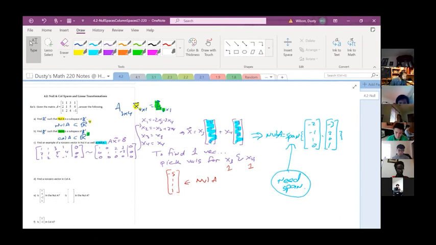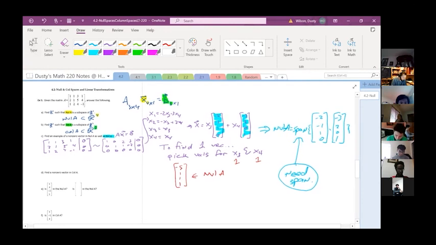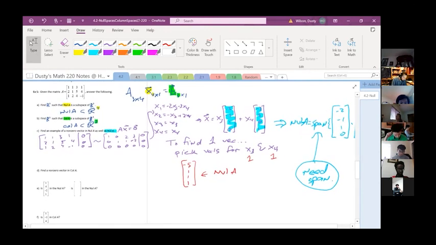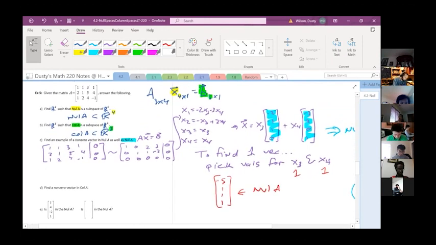All right, so in D, we're asked to find a non-zero vector in the column space. Finding a non-zero vector in the column space is really easy. So here, what you could do is simply grab one of these columns. So like 1, 2, 1 would be an example of a vector in the column space, or 1, 1, 4.